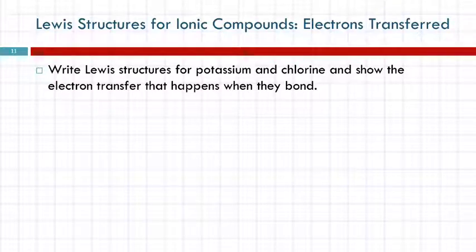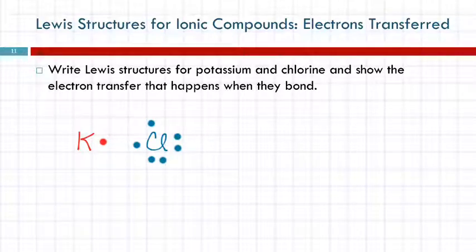So let's try that. Write Lewis structures for potassium and chlorine and show how the electron transfer happens when they bond. So potassium is K, and how many valence electrons does potassium have? It has 1, because it's in group 1. And chlorine is Cl, and how many valence electrons does chlorine have? 7. 1, 2, 3, 4, 5, 6, 7.